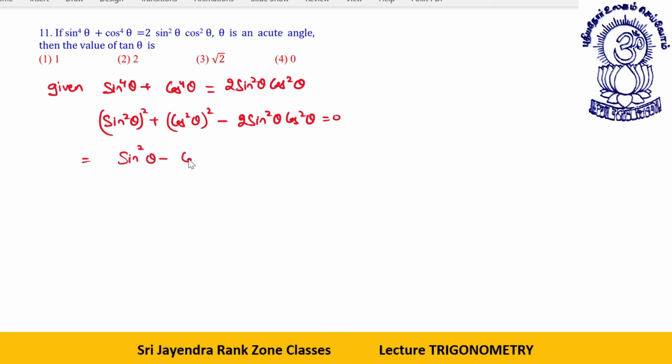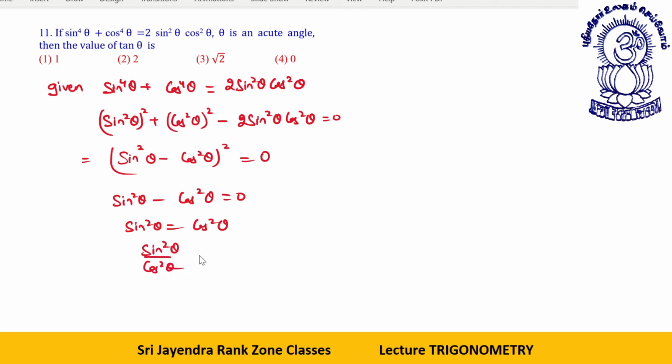Sine square theta minus cos square theta whole square, this is a square plus b square minus 2ab is equal to 0, or I can say sine square theta minus cos square theta is equal to 0. That means sine square theta is equal to cos square theta, or I can say sine square theta by cos square theta is equal to 1. That is tan square theta is equal to 1. That way tan theta is equal to 1. Okay, dear students, clear? Shall I take the next one?